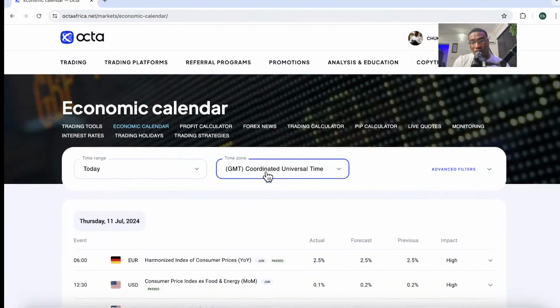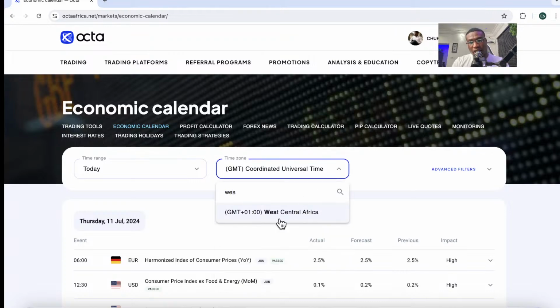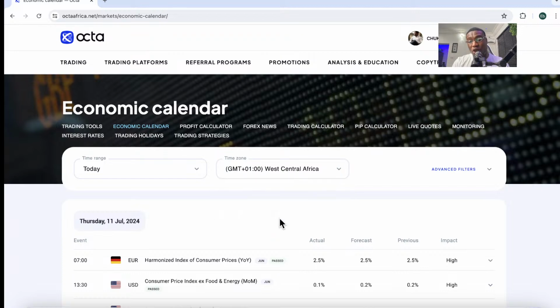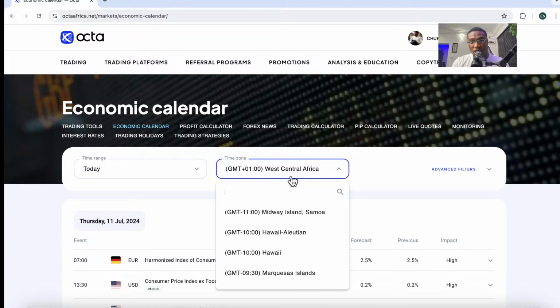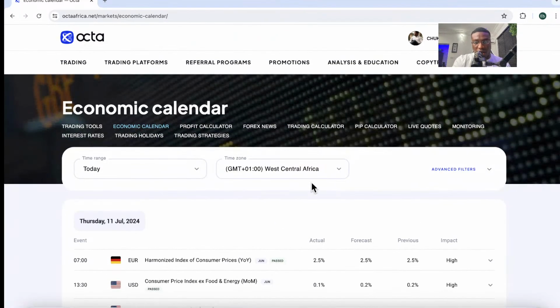One of the important things that you should note with the Octa economic calendar, if you're just seeing this for the first time, is the time zone, right? So first, you want to make sure that the time zone is set to West Central Africa if you're in West Central Africa. You can always use your time zone to change this. The reason for this is so that you don't miss out on an economic event and wait for it at a time that isn't your time.